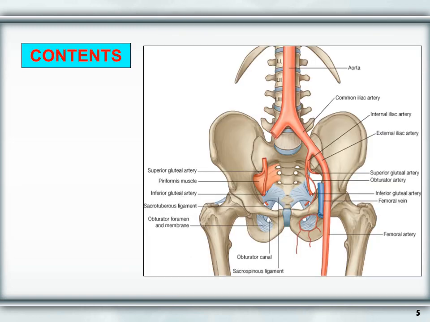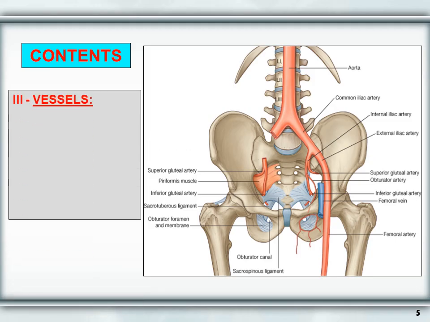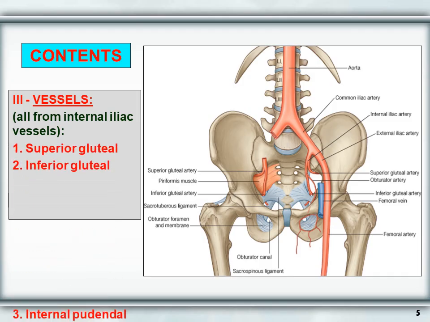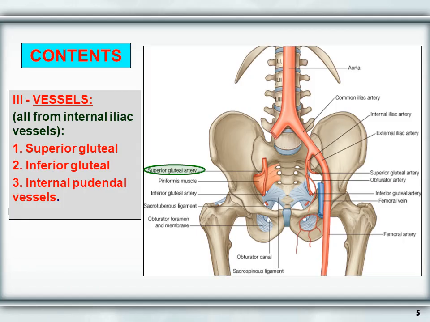The blood supply of the gluteal region comes from the internal iliac vessels: the superior gluteal, inferior gluteal, and internal pudendal vessels.